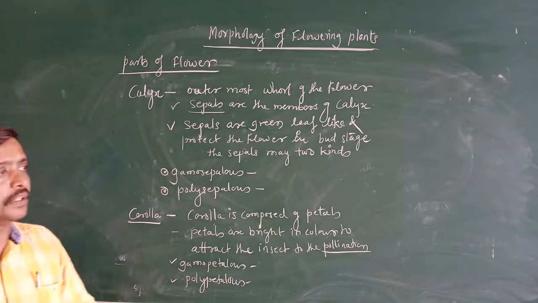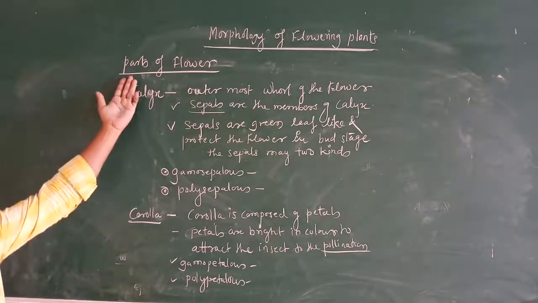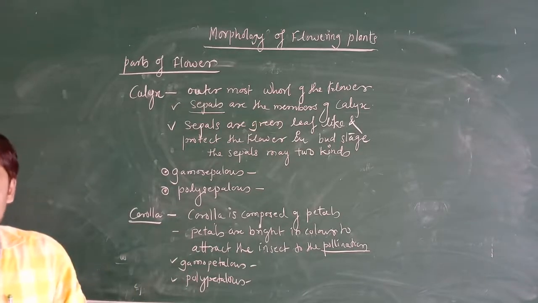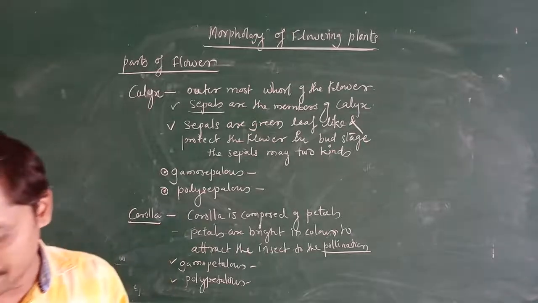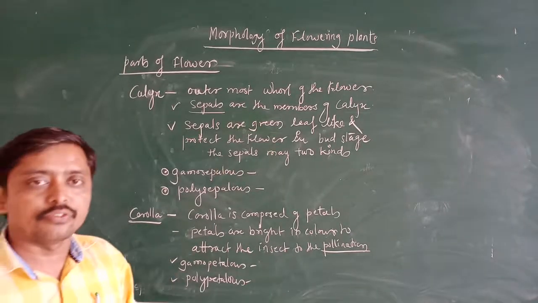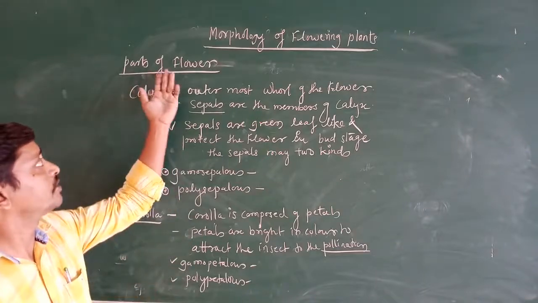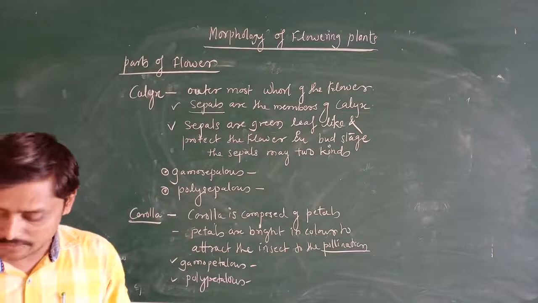Okay, so after that, we used to study the different parts of flower. What are the different parts of flower? Calyx, corolla, androecium, and gynoecium. And in today's class, we are going to study the different parts of flower. So let us start with the different parts of flowers.